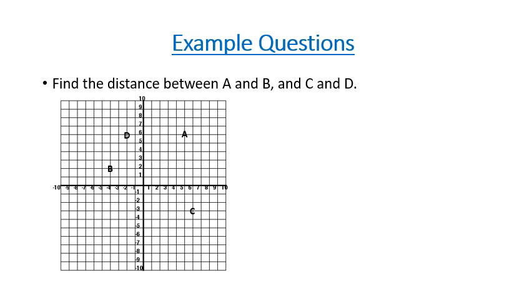Okay, so here's some more example questions. We're going to find the distance between A and B, and then C and D. So A is our point here, which is 5, 6. B is our point here, which is -4, 2. C, our point for C, is 6, -3. And D is this point here, which is -2, 6.